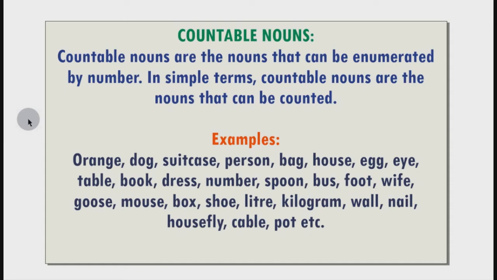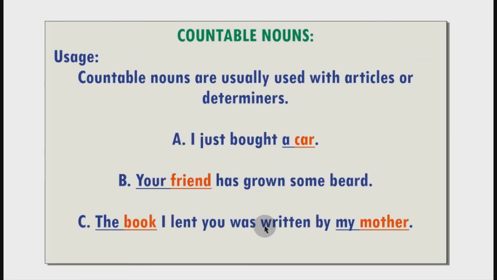Examples: orange, dog, suitcase, person, bag, house, egg, eye, table, book, dress, number, spoon, bus, foot, wife, goose, mouse, box, shoe, liter, kilogram, wall, nail, housefly, cable, pot, etc. If you consider each of these examples we've written here, you realize that each of them can be counted. Let's go to the next screen.